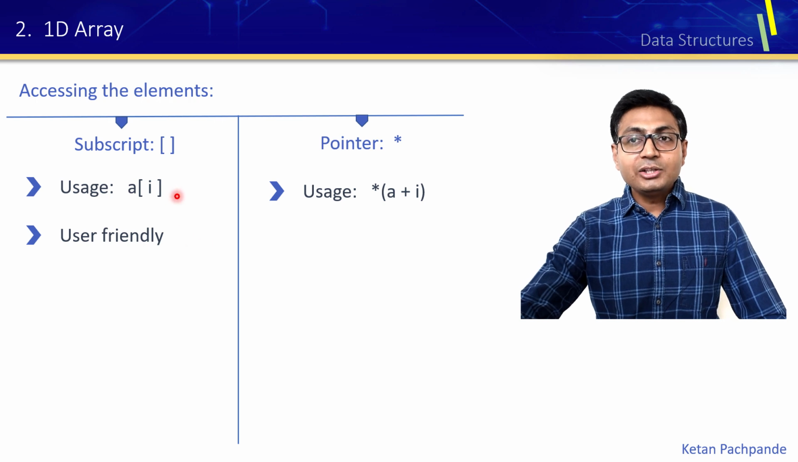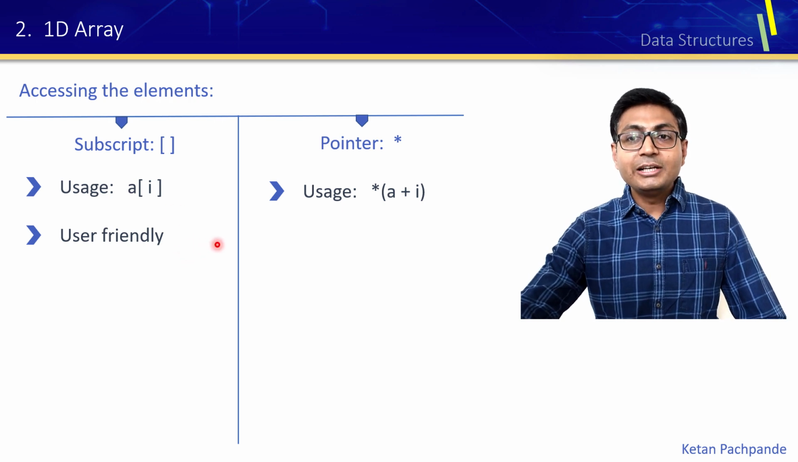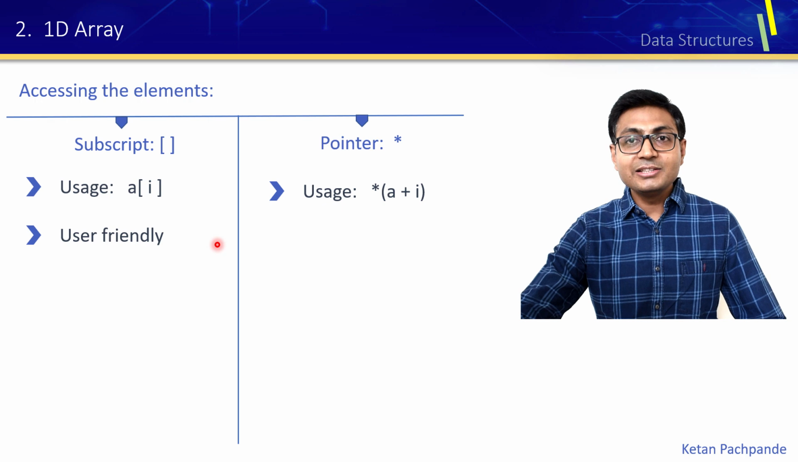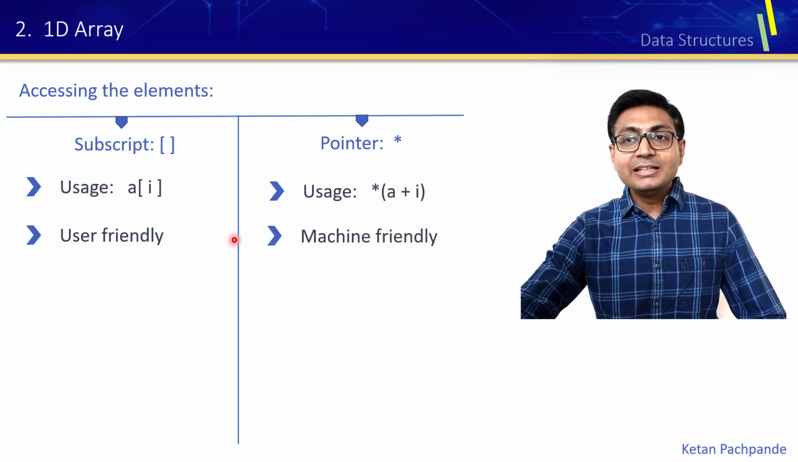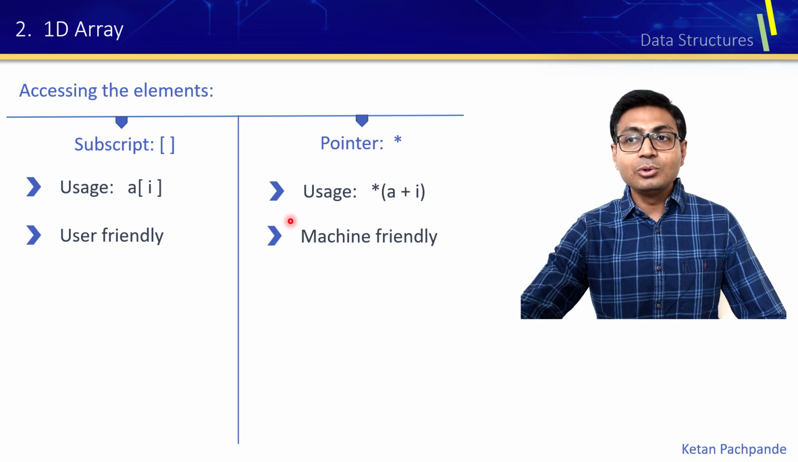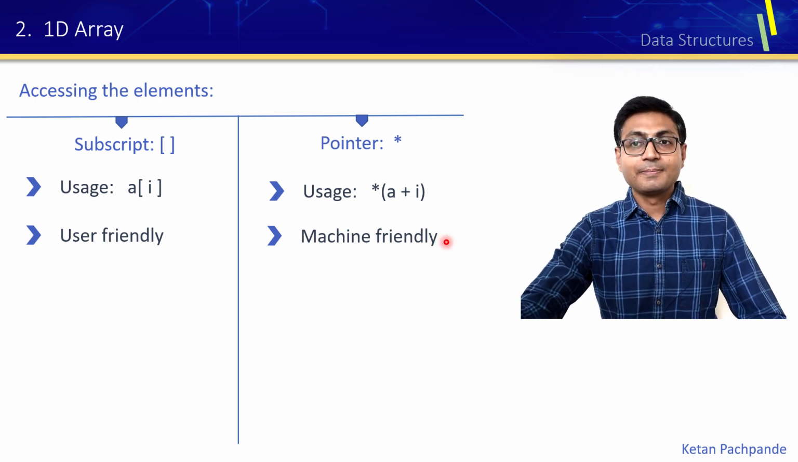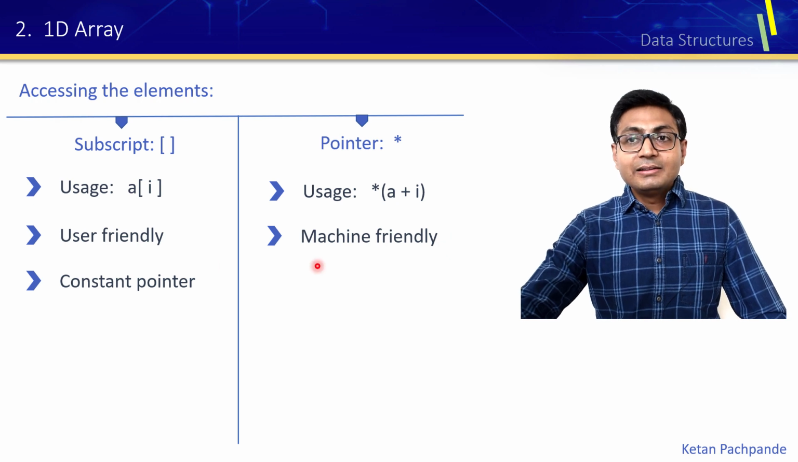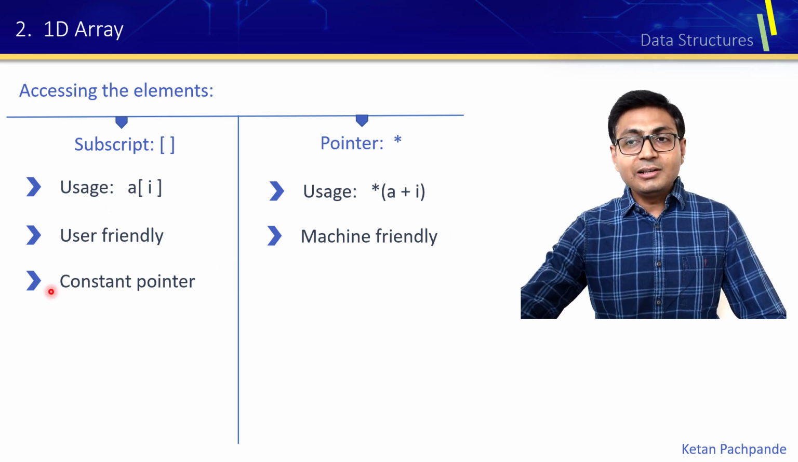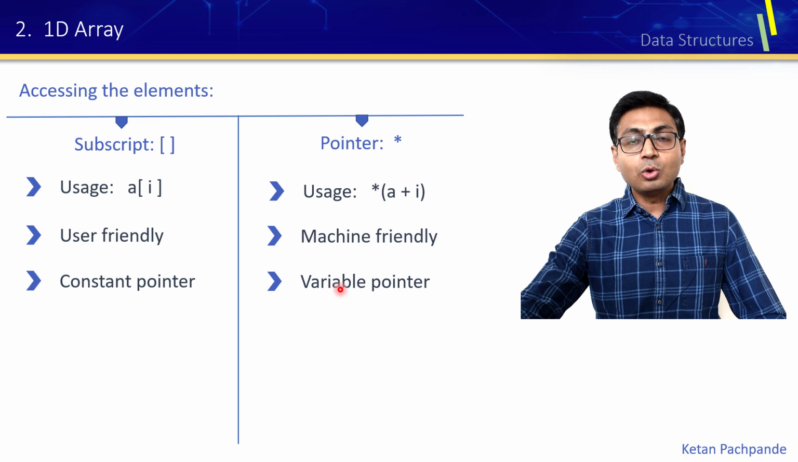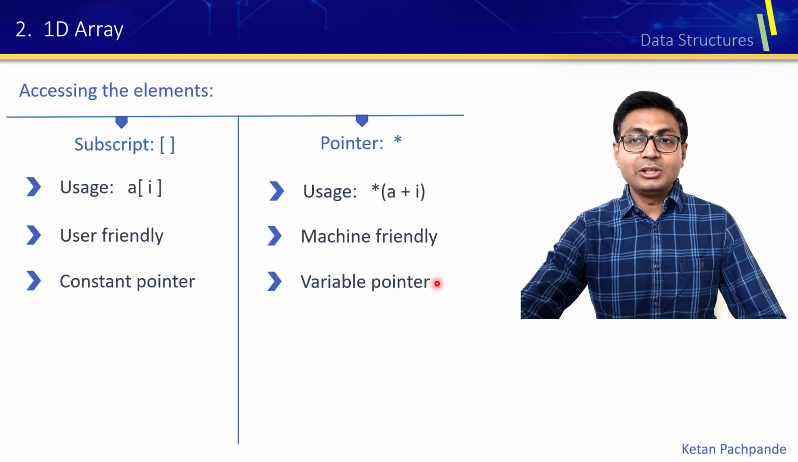It is easy to write with the help of subscript, so it is user friendly, programmer friendly, I can say. But eventually, this statement A of I is going to be converted into star of A plus I. Star means value at the address A plus I. So it is machine friendly basically. The name of the array is a constant pointer, but if you define your own pointer, you can change the value of the pointer as well.